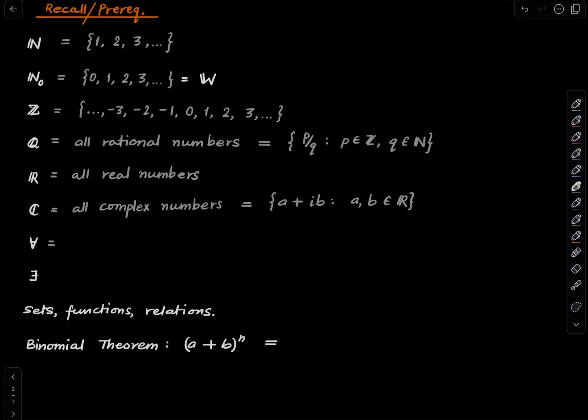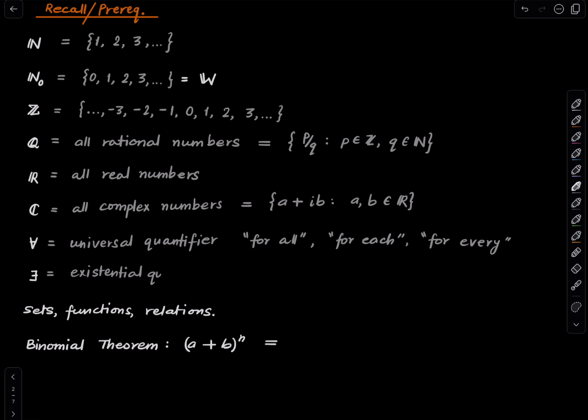This is a quantifier called the universal quantifier. That's just a fancy way of saying for all. That's exactly what it is. For all or for each, depending on the context, or for every, and so on. This is called the existential quantifier, which is a glorified way of saying there exists or there is, depending on the context.